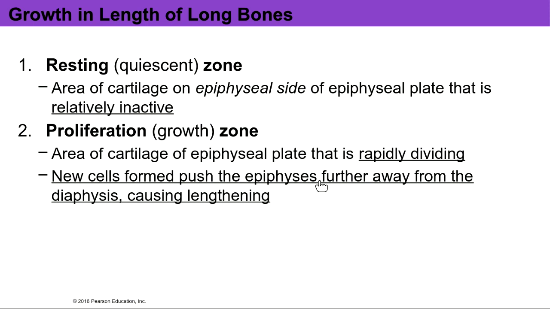So the first layer, or the first growth zone of the epiphyseal plate, is called the resting zone. The resting zone is just what it sounds like. It's an area of cartilage that's pretty inactive, all right? It's resting. It sort of just serves as a cartilage boundary between the epiphysis and the diaphysis.